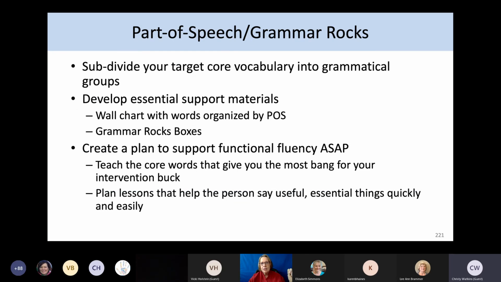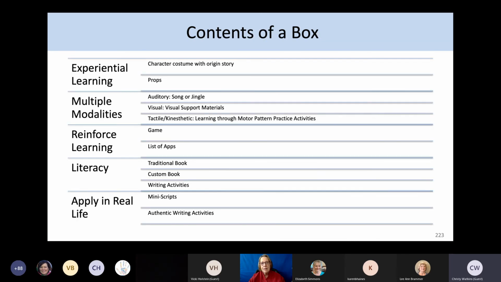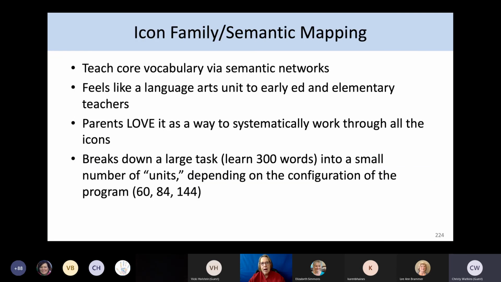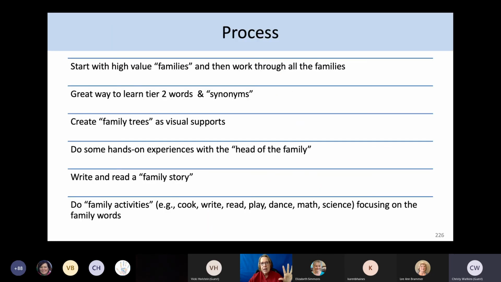You're just going to have to look at parts of speech and grammar rocks. I hope this is quite self-explanatory. These are my grammar rocks boxes. You can look at what's in a box. Same with semantic mapping. This is how I might make a semantic map of the words that work off a specific icon and the process of that. Again, this could be for me another 90 minutes.